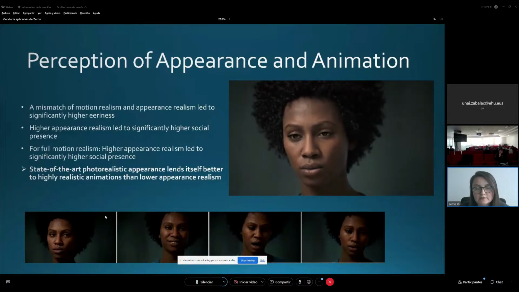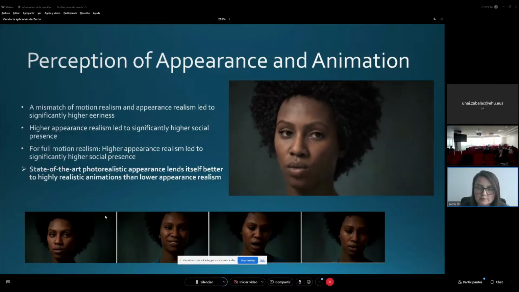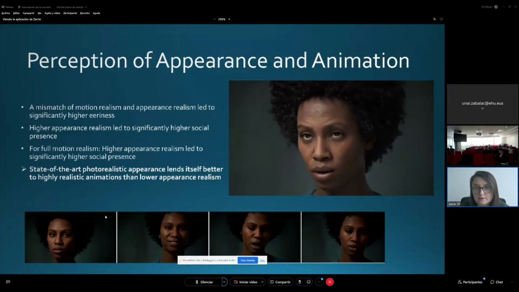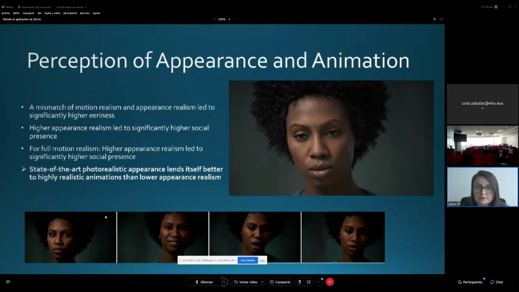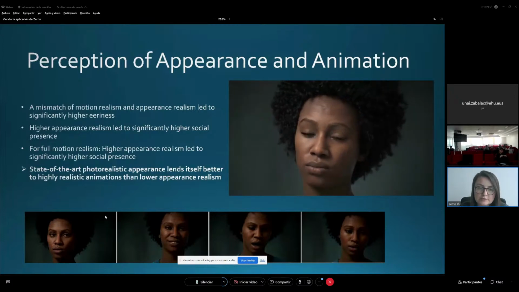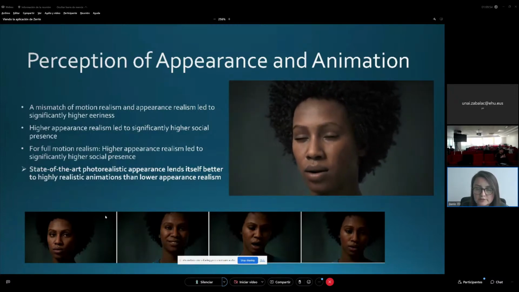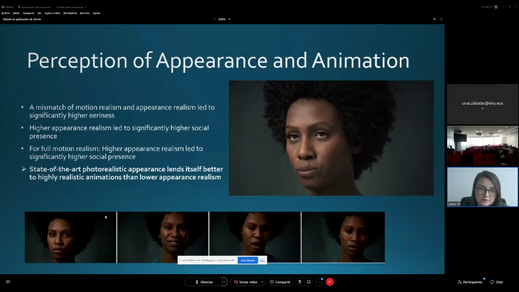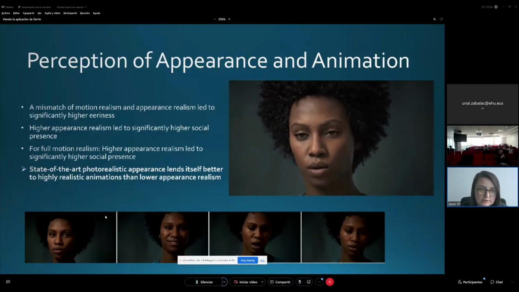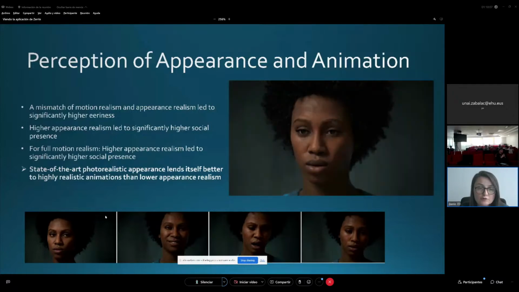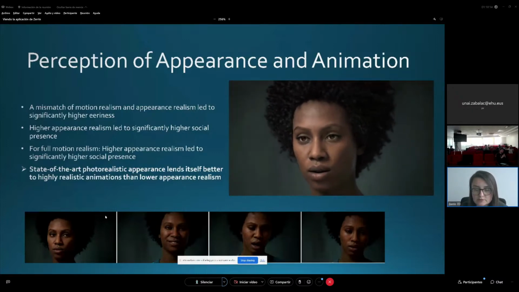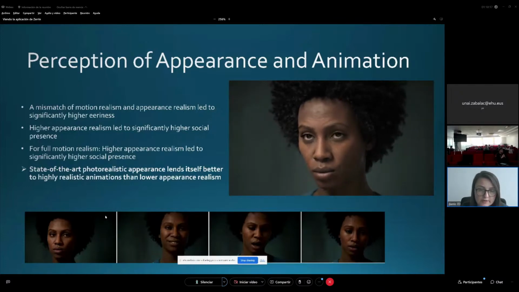And we found out that the mismatch of motion realism and appearance realism led to significantly higher eeriness, meaning a higher uncanny valley feeling. And higher appearance realism, as expected, led to significantly higher social presence. And for the full motion realism, higher appearance realism led to significantly higher social presence itself. We ran a lot of different studies. I cannot really tell about all of them in one slide, but I can share the details with you later with the paper. State-of-the-art photorealistic appearance lends itself better to highly realistic animations than lower appearance realism. This is what we came up with at the end of this study.